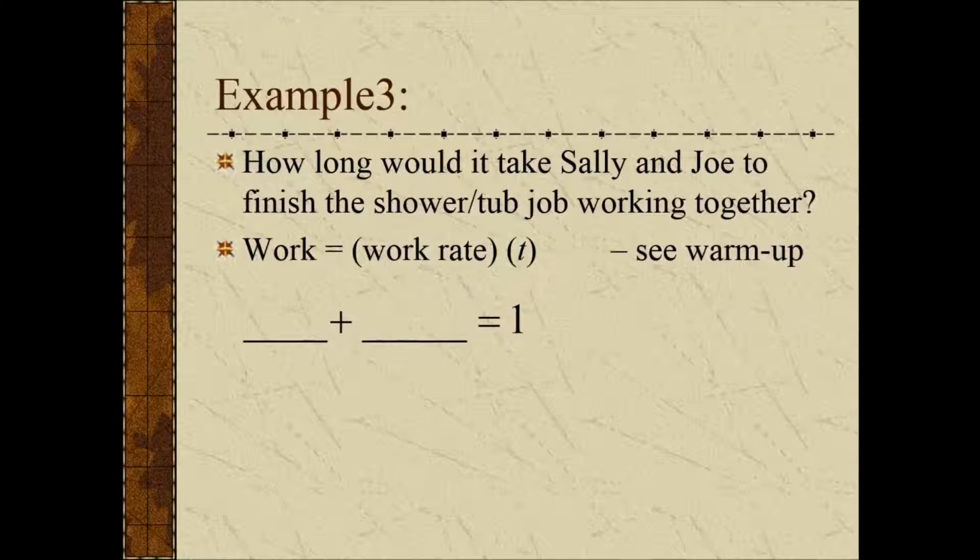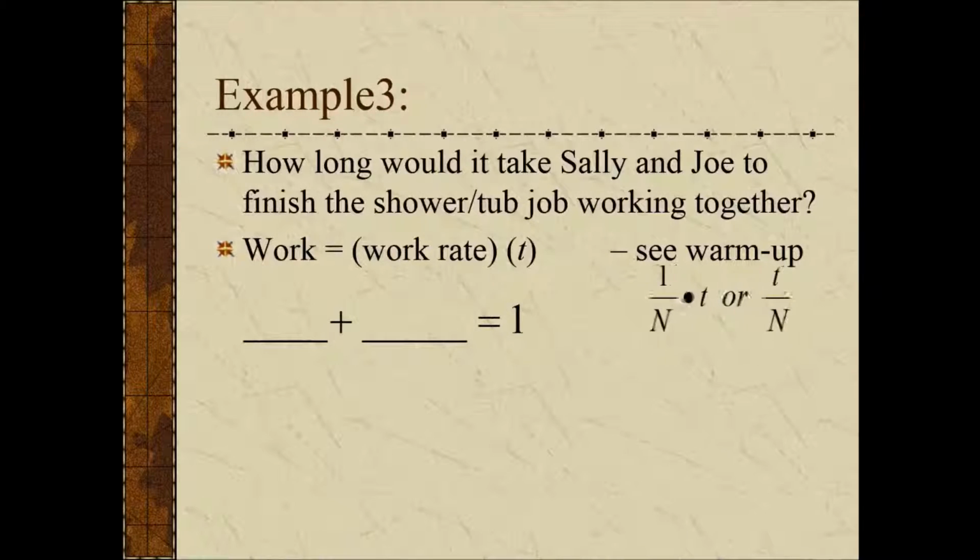This time, the total amount that we want to get done is one job, and this is typical of these work problems. We're going to add up the work done by one person or a machine, and we'll add up the work done by another person or machine, and in total, we want to get one complete job finished. Now let's fill in the details of what we're adding here. Just like in the problem we just looked at, we're going to be finding the work done by multiplying a work rate times a time. So that's how we're going to fill in those blanks.